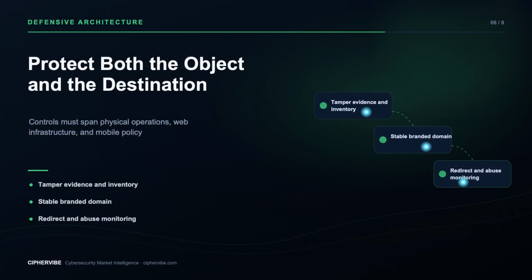Publishers must protect both the object and the destination. Use tamper-evident material. Record each code's location, owner, and approved URL. Inspect high-risk sites routinely and after reports. Print the official domain in readable text beside the code. Online, use a short, recognizable domain the organization owns. Keep it stable and route internally.